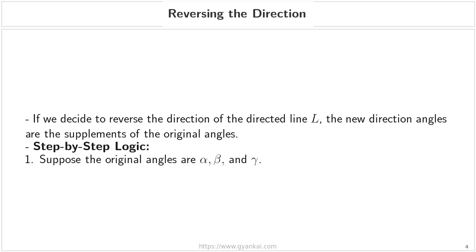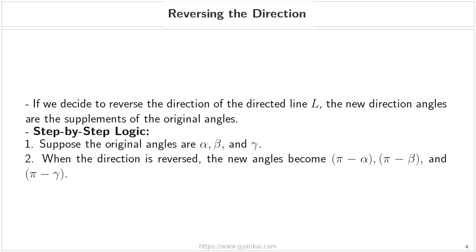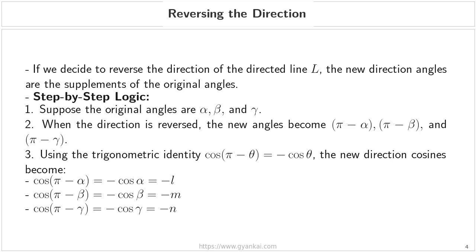First, let's assume our original angles are alpha, beta, and gamma. Second, when we flip the direction to the exact opposite side, the new angles become pi minus alpha, pi minus beta, and pi minus gamma. Third, we can use a very handy trigonometric identity that you should all remember. The cosine of pi minus theta is equal to negative cosine of theta. Applying this to our specific angles, the cosine of pi minus alpha becomes negative cosine of alpha, which is simply negative L. Similarly, the cosine of pi minus beta becomes negative cosine of beta, or negative M, and finally, the cosine of pi minus gamma becomes negative cosine of gamma, which is negative N.